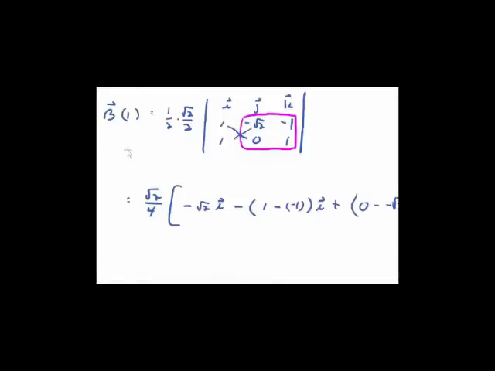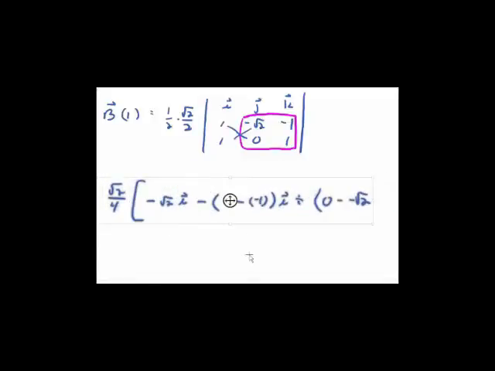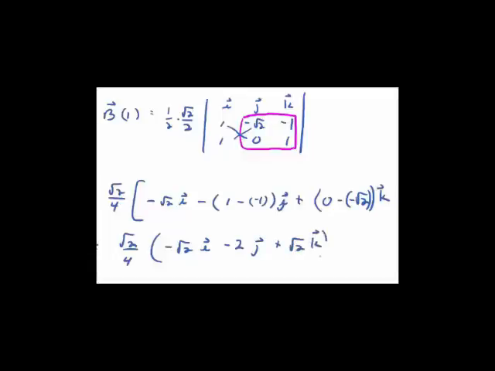Let me move this over because I just went outside the video screen. There we go. Now I think you can see it. And then that's times k. So after we clean that up, it becomes radical 2 over 4 times the vector negative radical 2 i, minus 2 j, and then plus radical 2 k. Clean up any mistakes, and there you go.